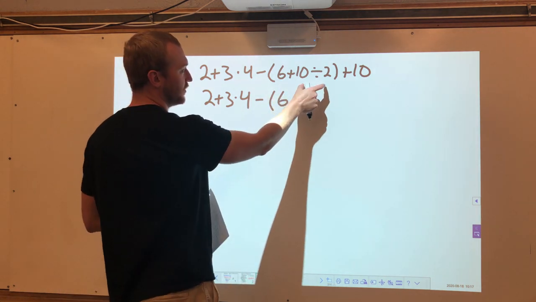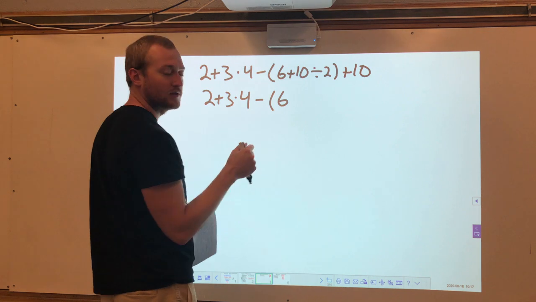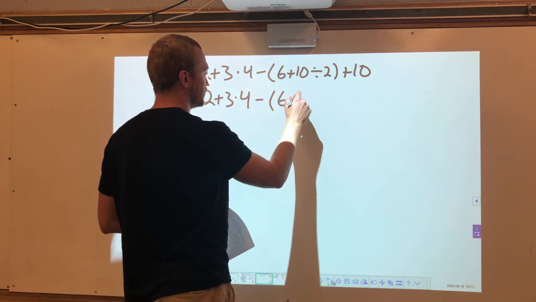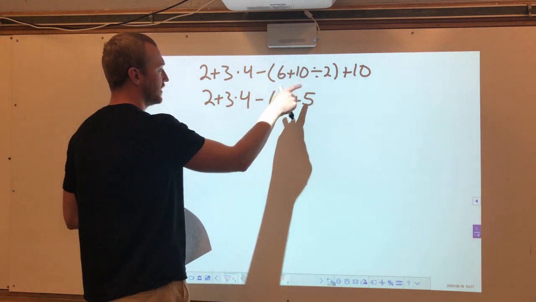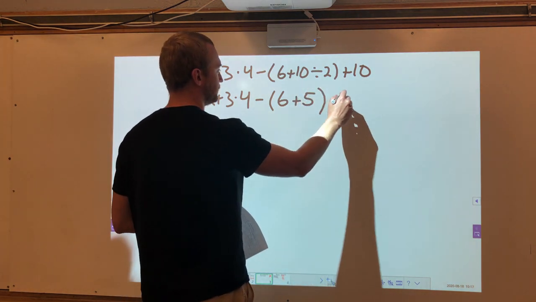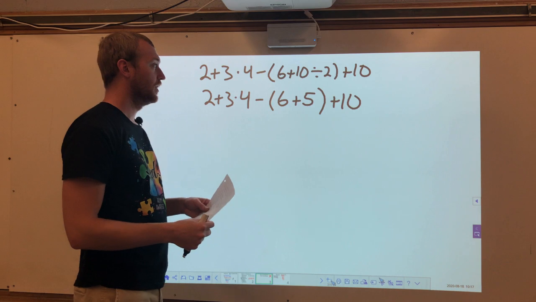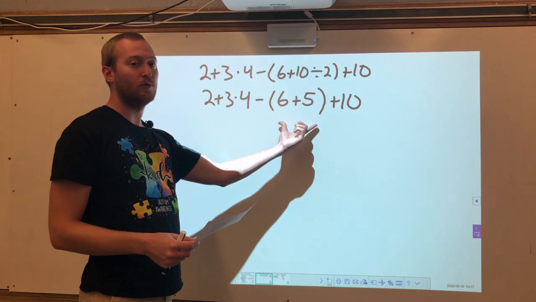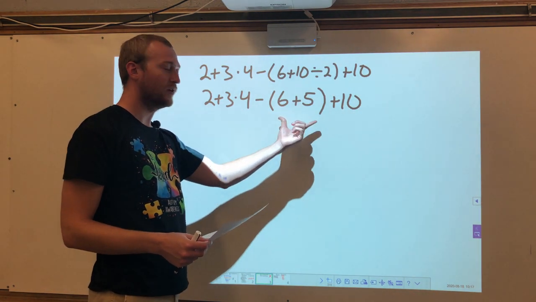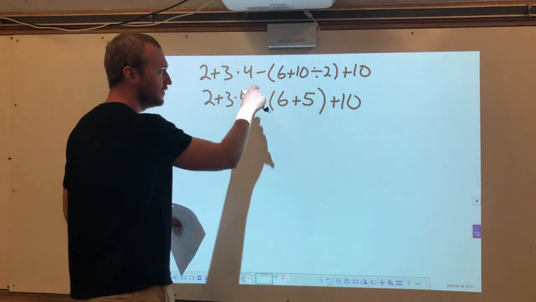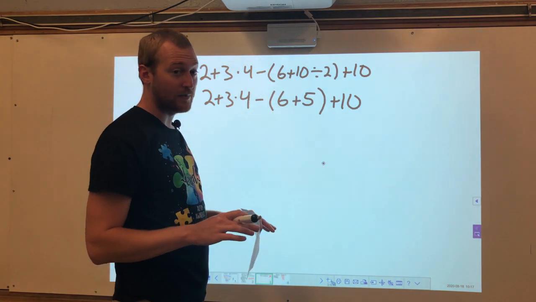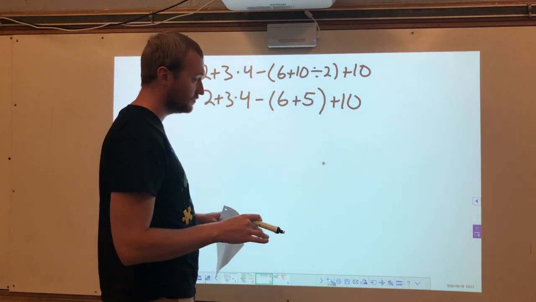And we get to our first step, which is this 10 divided by 2 inside the parentheses. That's just going to give us 5. So we're adding 5, and our plus 10 on the end. Okay. Notice how I kept the parentheses here. It's important because we know we need to do parentheses first. Don't get rid of your parentheses until you've done all the operations inside the parentheses.